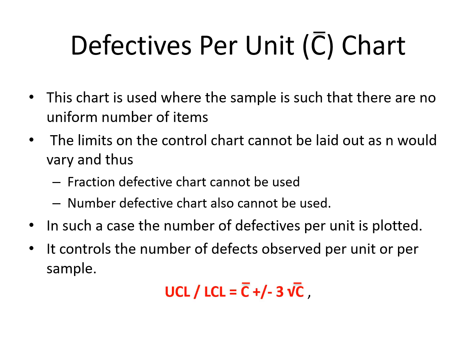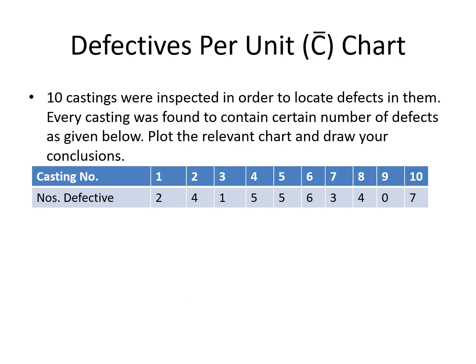The formula for the upper and the lower limit here is C bar plus or minus 3 times under root C bar, where C bar is the average number of defects per sample. We will discuss this. Let's take an example to understand this better. Let us take an example of plotting this defects per unit chart, or the C bar chart.